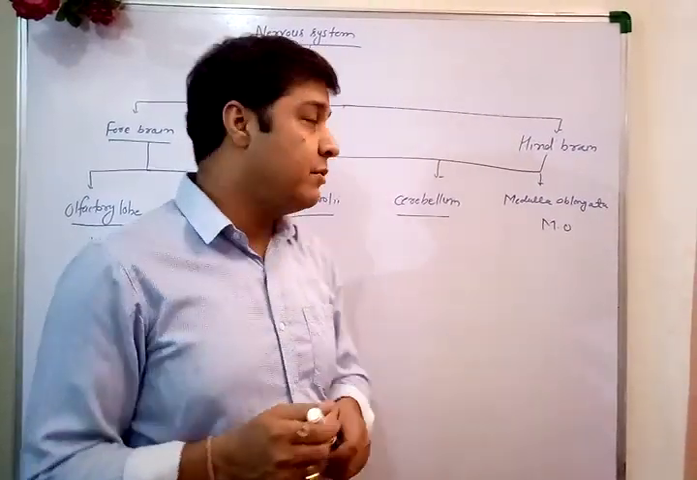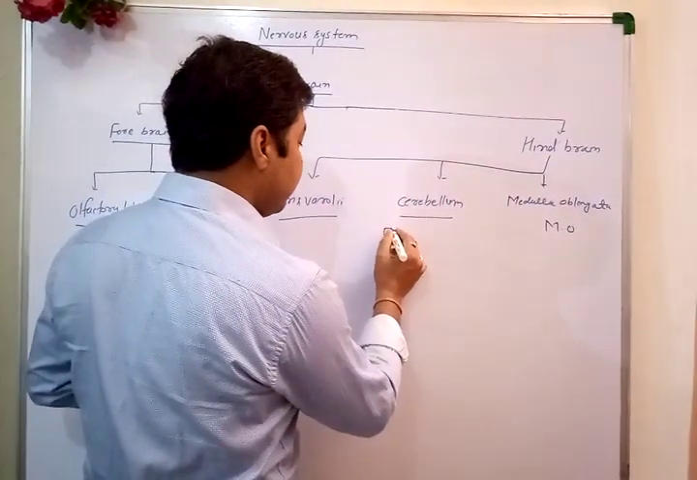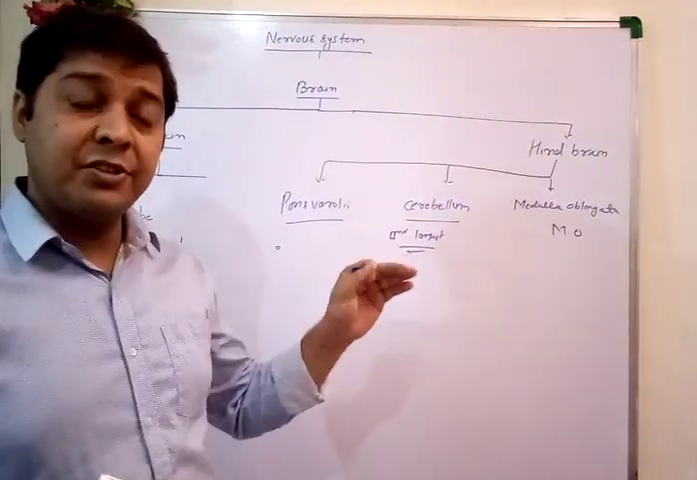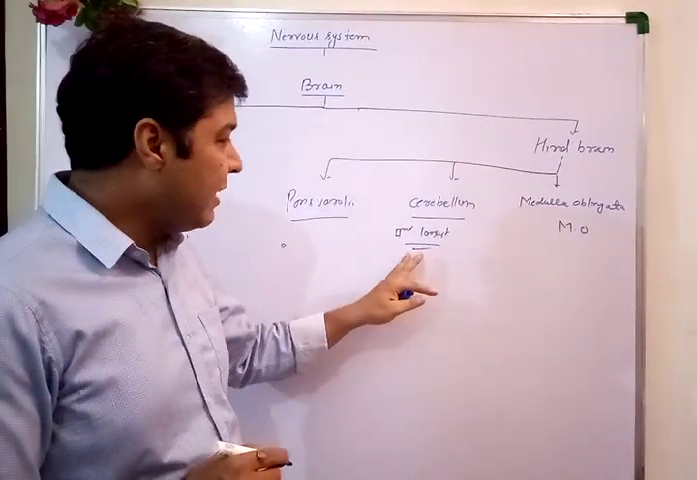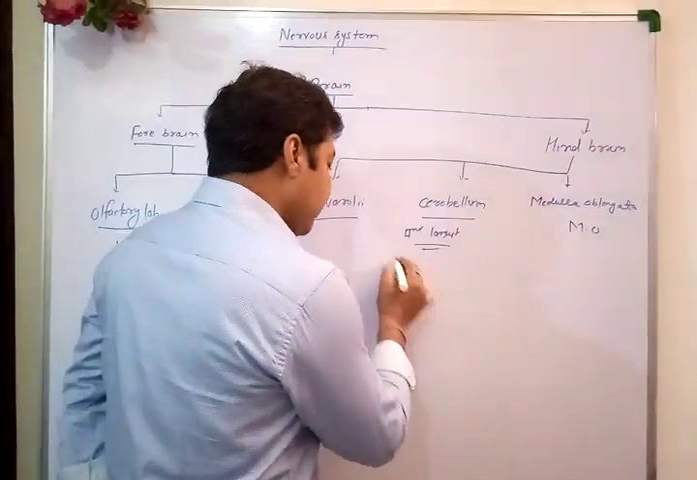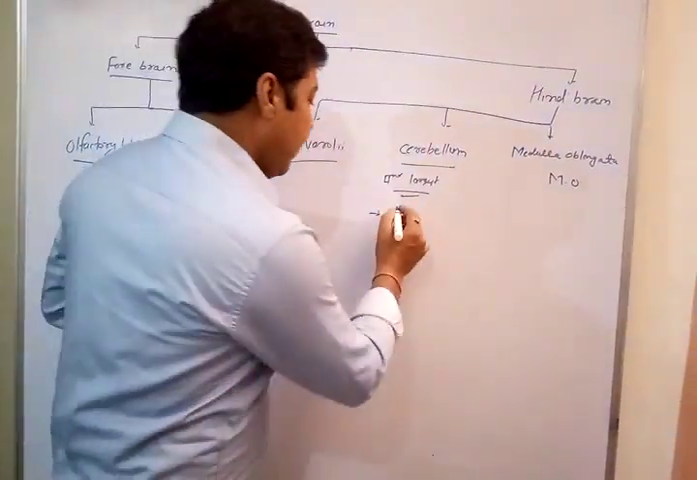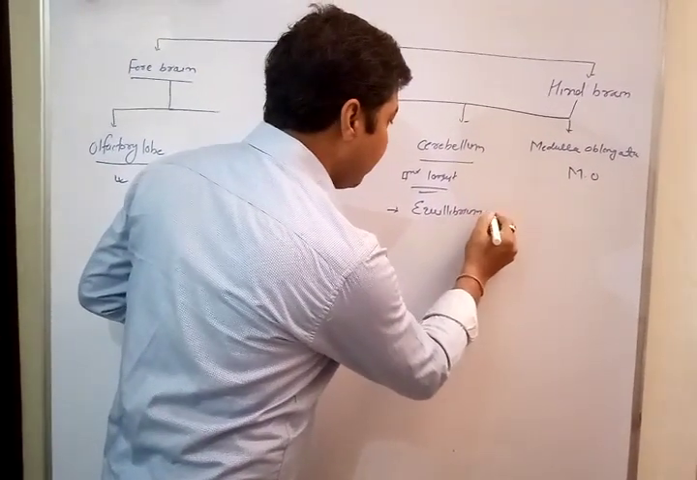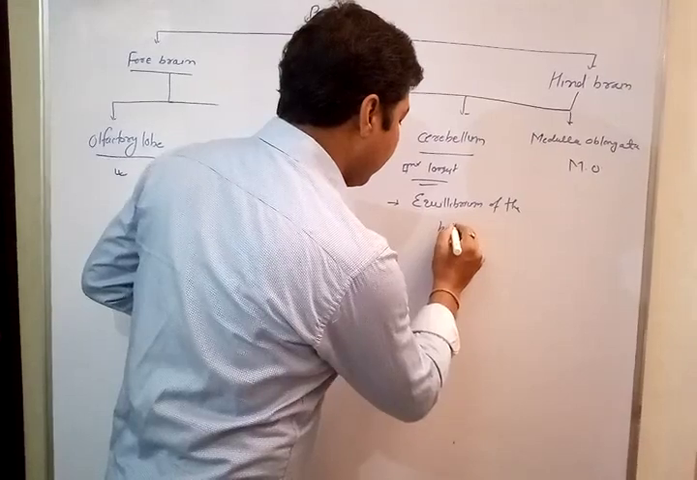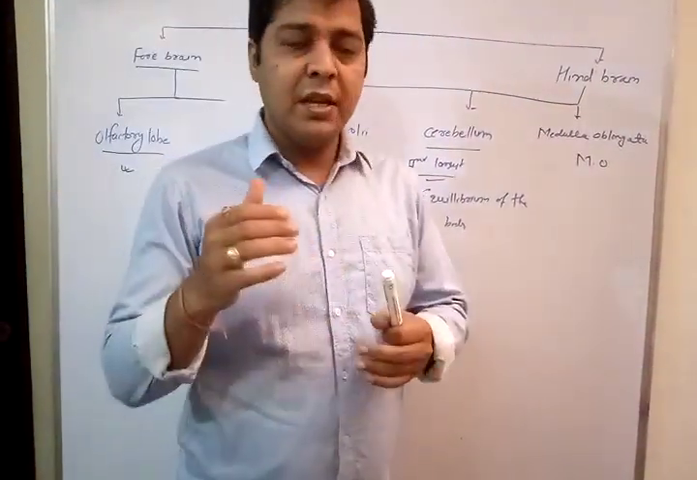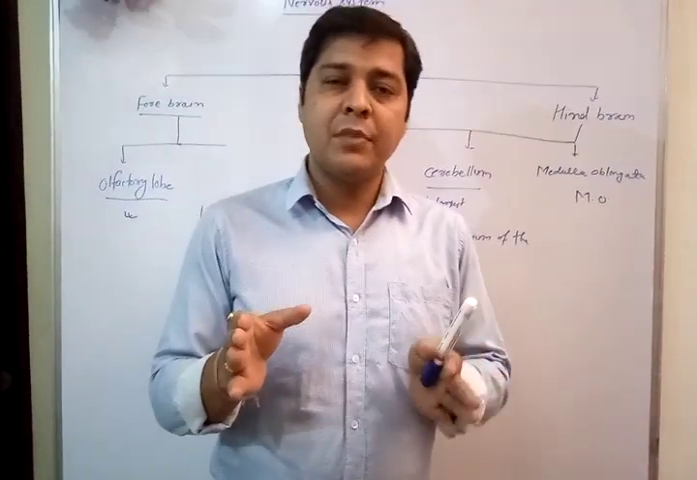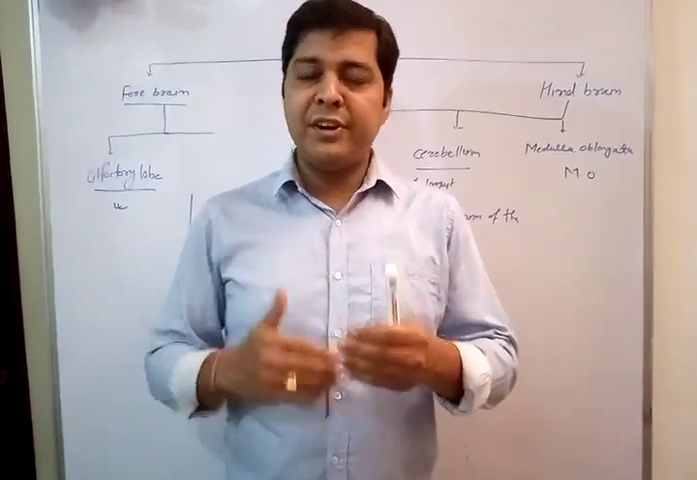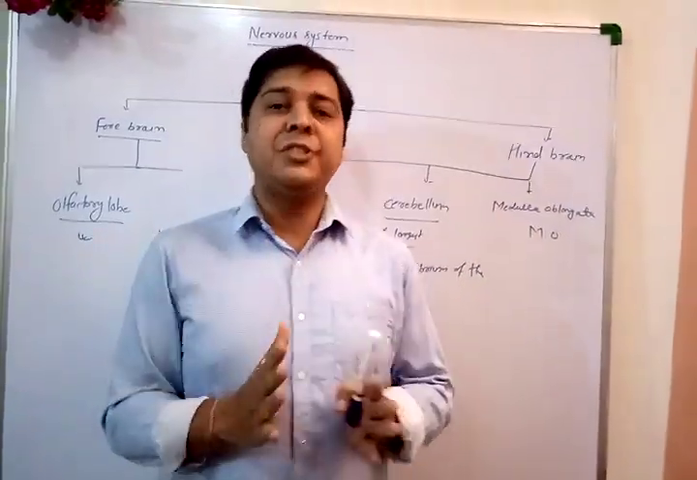Now cerebellum, this is called the chota bhai of the cerebrum. What? The younger brother of the cerebrum, because this is the second largest part of the brain. Who is the largest? Cerebrum. This is the second largest part of the brain, and it is responsible for maintaining the equilibrium of the body. Equilibrium of the body means it tries to maintain the samyavastha. It tries to maintain muscle tone. When we walk, when we run, it keeps the body balanced.